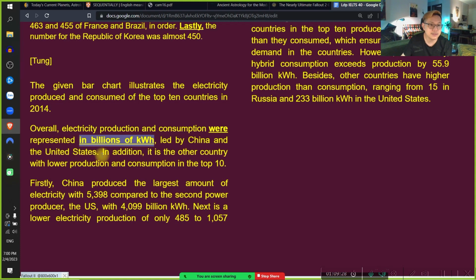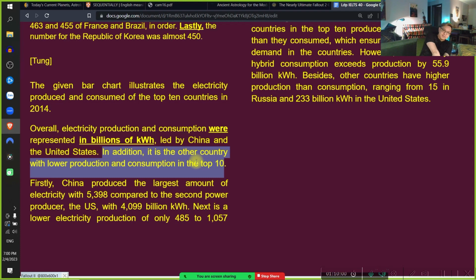By China and the United States. In addition, it is the other country with low production and consumption in the top 10. It doesn't make sense. This sentence doesn't make sense. What's the problem? Different countries.